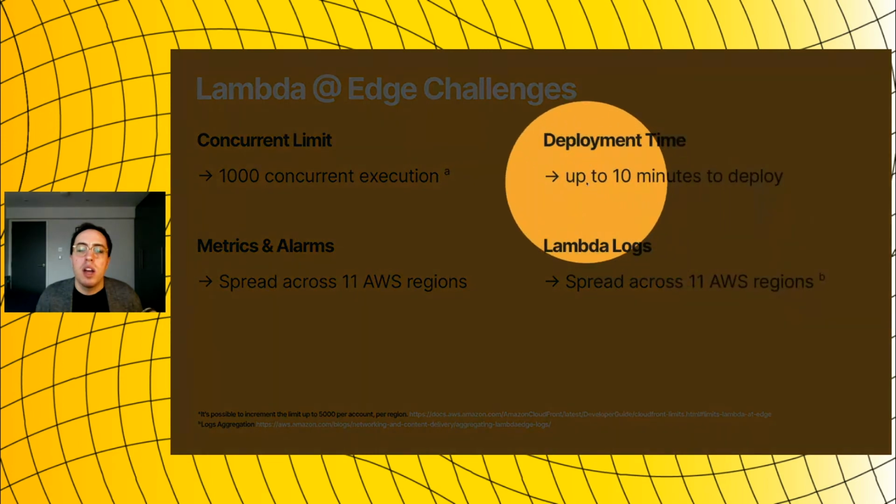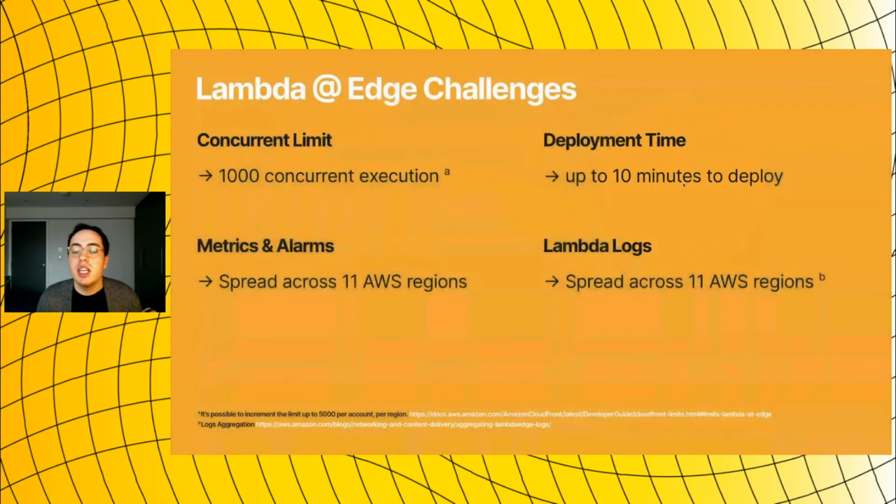Deployment time. This used to be one of the problems in the past, where it was taking up to half an hour sometimes. Nowadays, it's always less than 10 minutes. I like to think of it in the 10 minutes range, because this is what I see from our pipelines. But 10 minutes is kind of the worst case scenario. So we are more around 5, 6, 7. So that's the time that it takes to deploy the function into all the edge locations. So again, we'll come back to it at the end, but think about that in case you have a very strict time constraint that you want to take into account. And then we've got metrics and alarms and Lambda logs that are all spread across AWS regions.